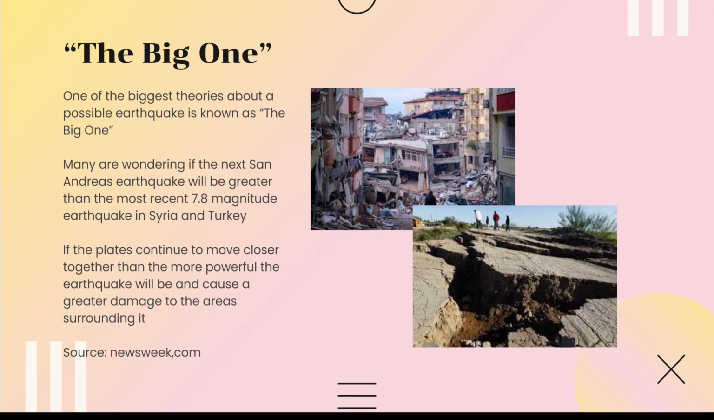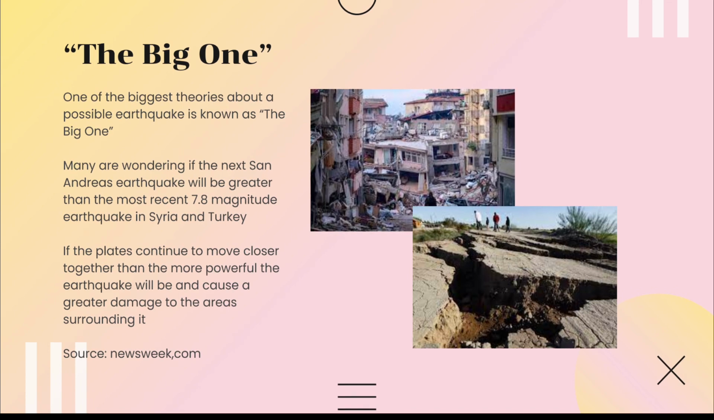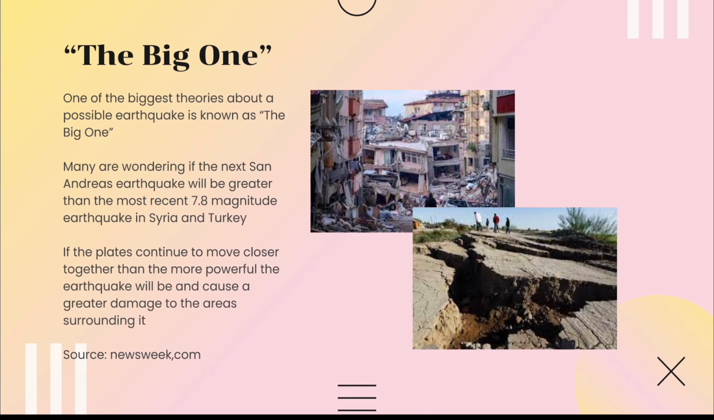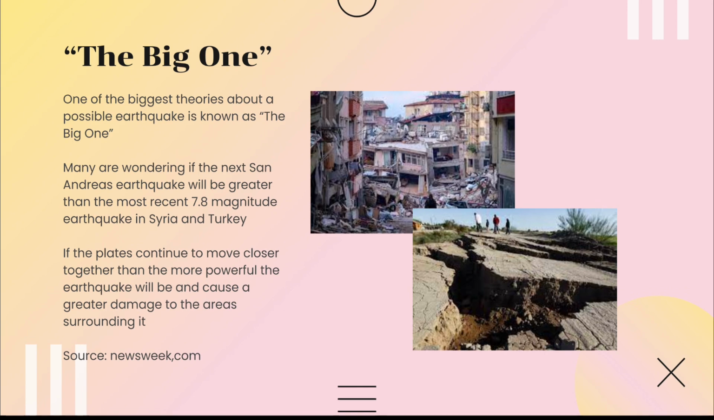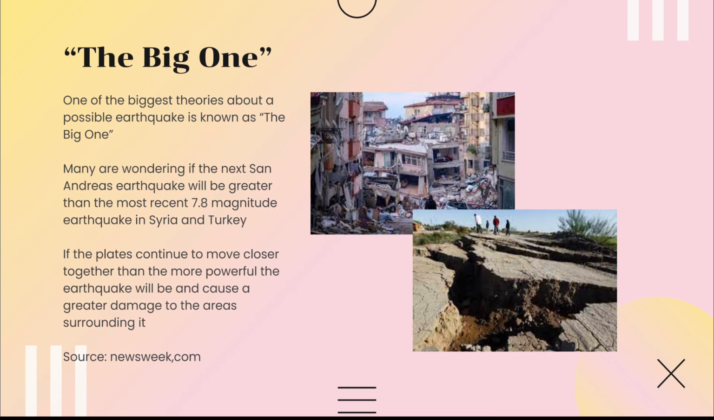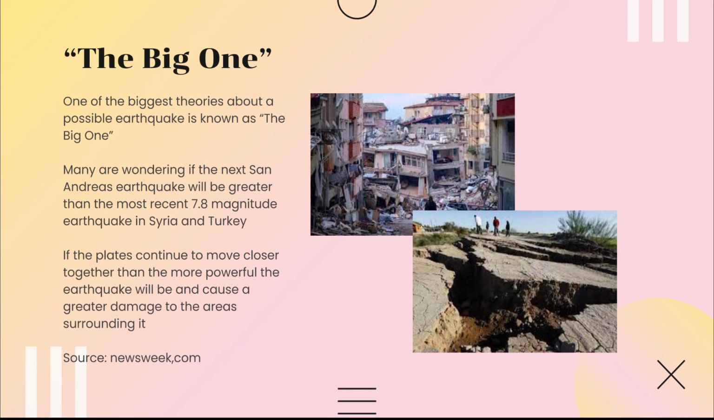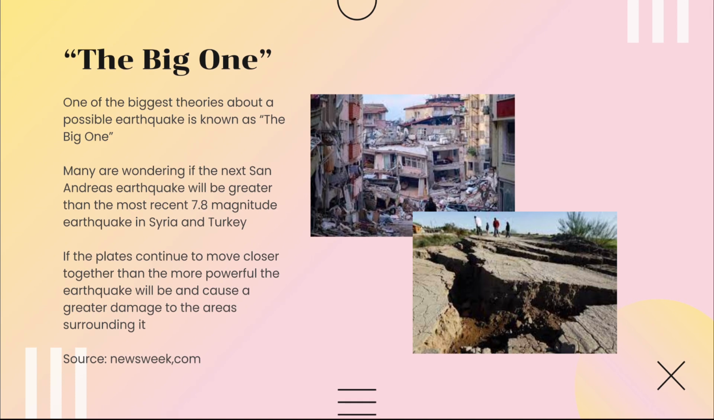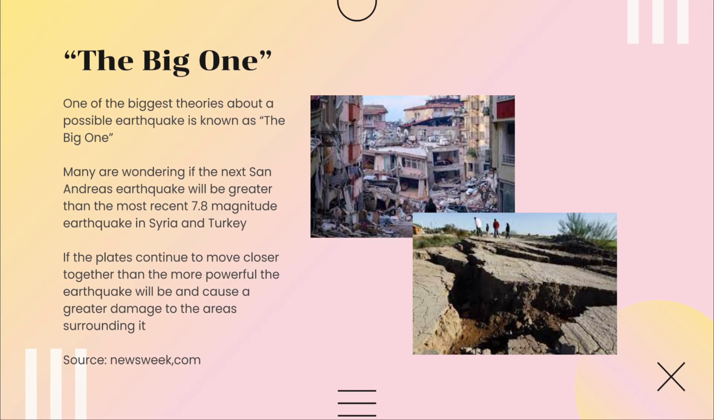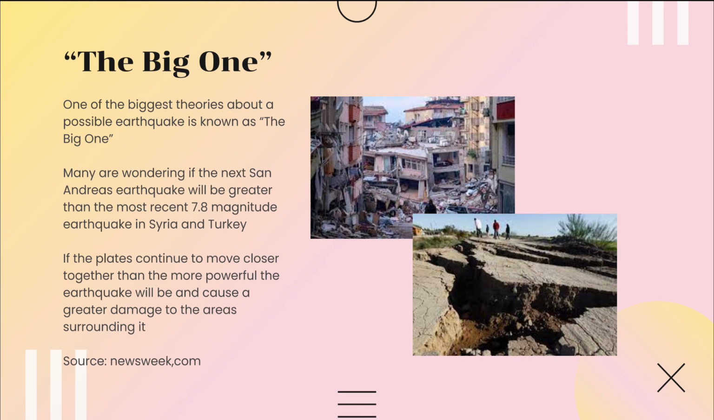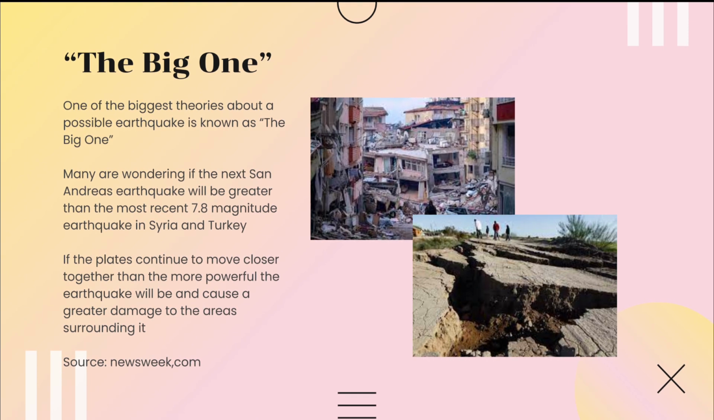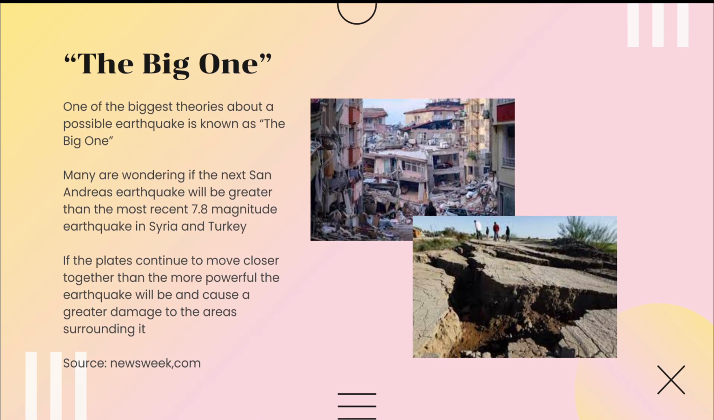As the years go by, the possibility of having a higher magnitude earthquake in Western California is still fairly high. As the fault line continues to shift, the magnitude could be higher than the February 7.8 magnitude earthquake in Turkey and Syria. This could cause a higher death toll and a more severe, costly damage to its surrounding areas.